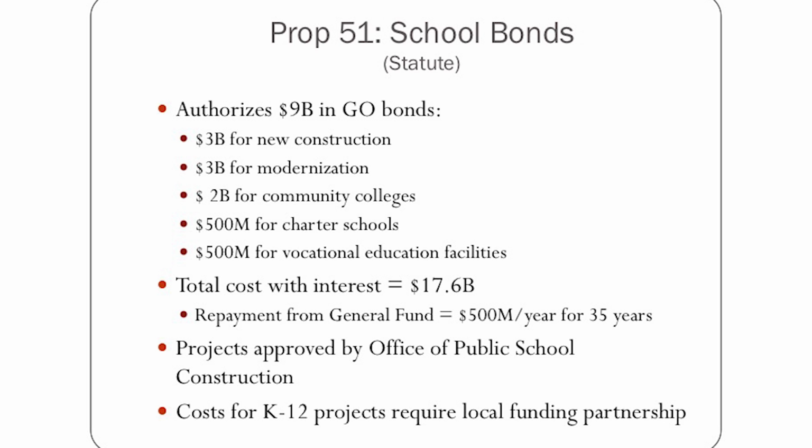All proposals would be sent to the Office of Public School Instruction, and anything that would come through K through 12 would require some local buy-in. That would give local control, but also additional funds, whether it be land purchases or some shared building expenses, especially at the K through 12 level.